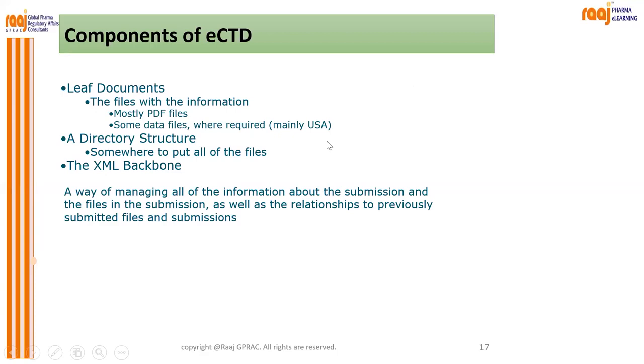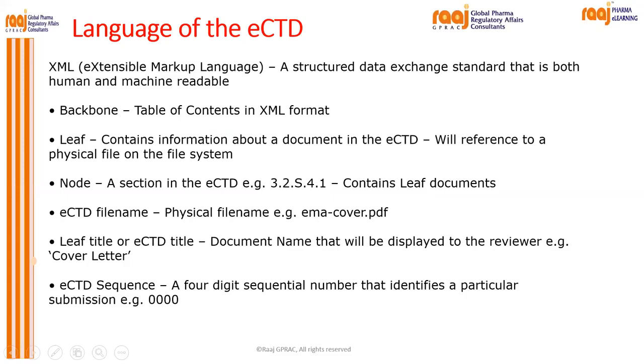Then these are the components we have discussed: DTD, style sheet, checksum, there is a lib element, then there is a directory structure and the XML backbone. XML is nothing but extensible markup language, a structured data exchange standard that is both human and machine readable. And of course, if it is both human and machine readable, then it is going to be very user friendly. And that is why this XML backbone is a mandatory requirement for eCTD.